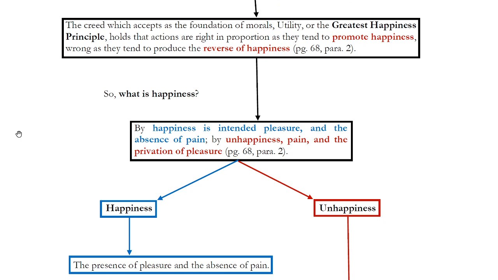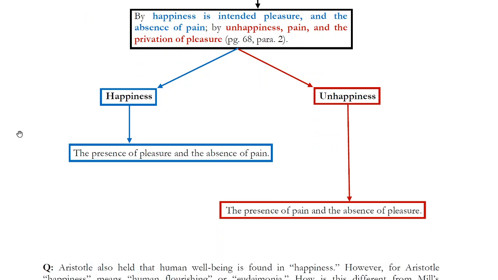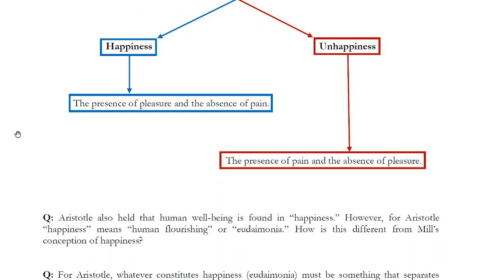So here is the way that Mill defines happiness. When you ask him what is happiness, he says, happiness is intended pleasure and the absence of pain, unhappiness, pain, and the privation of pleasure. So to live a happy life just is to live a life with as much pleasure and as little pain as possible. On the other side, an unhappy life is a life with as much pain and as little pleasure as possible.